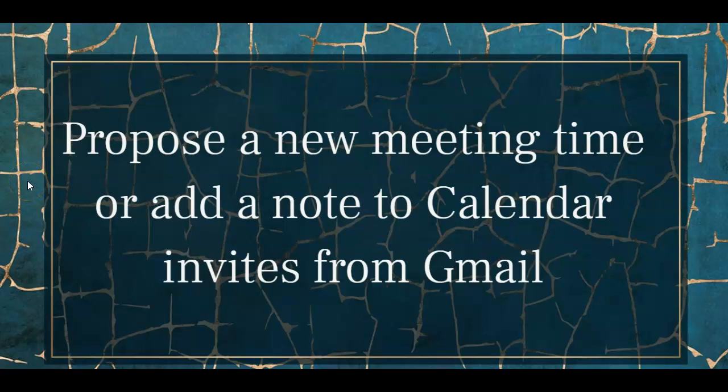Next up, propose a new meeting time or add a note to calendar invites from Gmail. So let's say you get an email notification saying you have this meeting coming up, or you've been invited, and instead of just emailing back saying, oh, this time won't work, can we try this one, and having to go back and forth via email, there's actually an option within Gmail for you to send that time suggestion right within there.